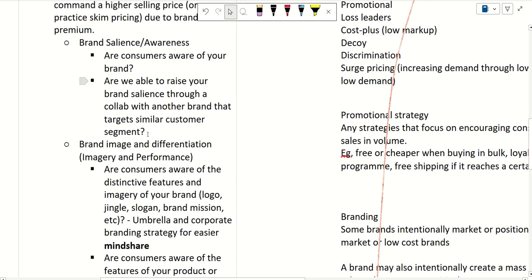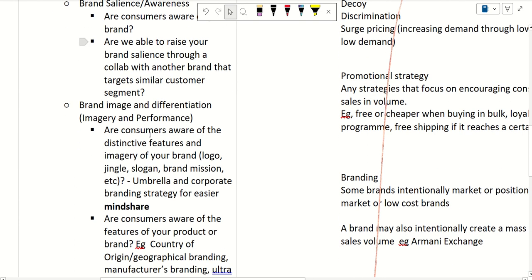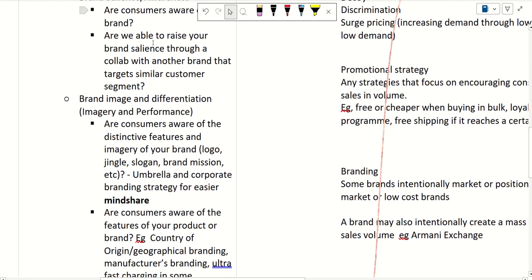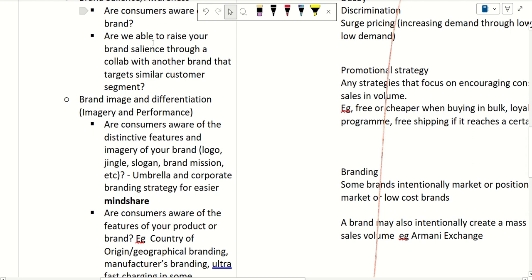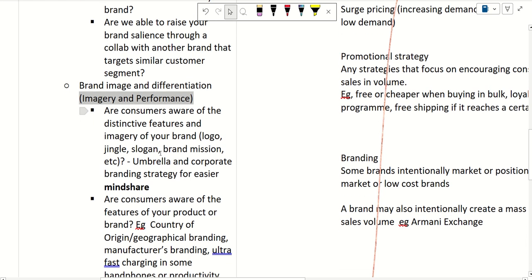So I'm just putting back all the questions for you to remember what brand resonance is. At the initial stage, all brands need to raise awareness of who they are, at least the name, the logo, sometimes even a jingle can bring people back to your brand. Then there's brand image and brand differentiation. That's the second level, with imagery and performance. So are consumers aware of, say, your logo? When they see your logo, they know that's McDonald's, and things like this.